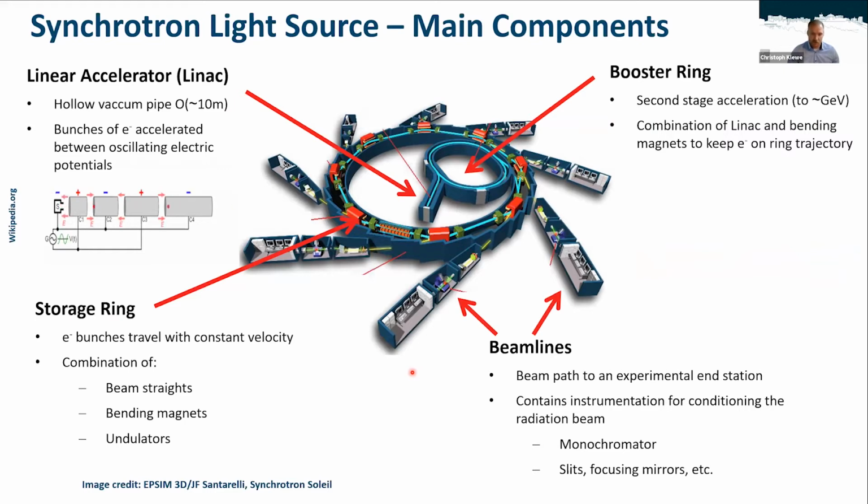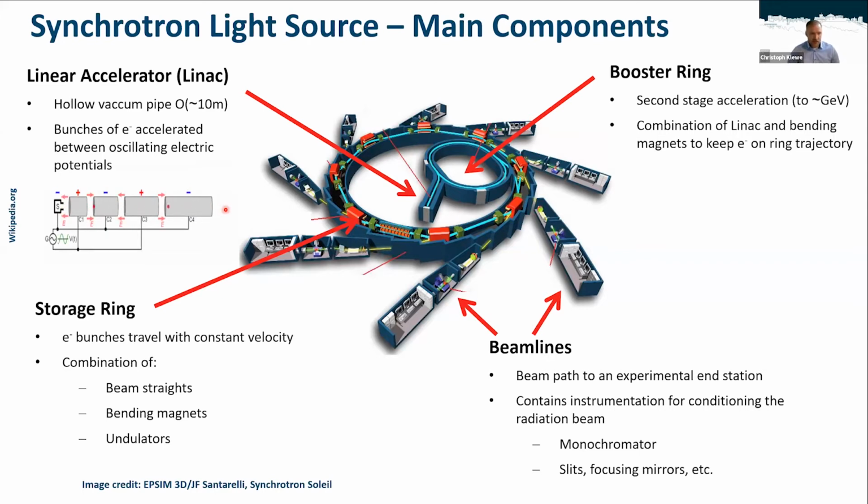Now, we can get a better idea of how a synchrotron works if we take a quick look at some of the main components. So in the first stage of the synchrotron, we basically have the linear accelerator, which is shown here. And the linear accelerator is basically a hollow vacuum tube where electron bunches are accelerated between oscillating electric potentials to an initial velocity. So this is sketched here in this little animation that I found online, where here we have the ejection of electrons, and these are then accelerated between these oscillating potentials.